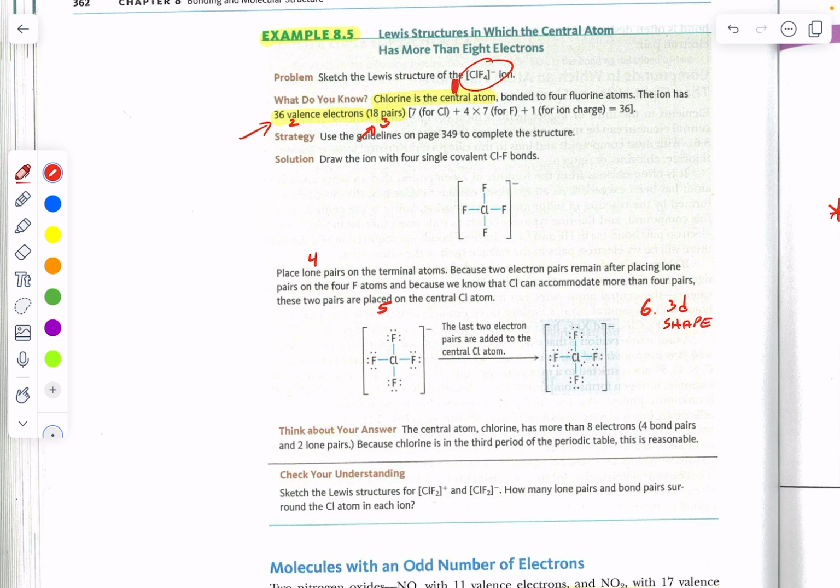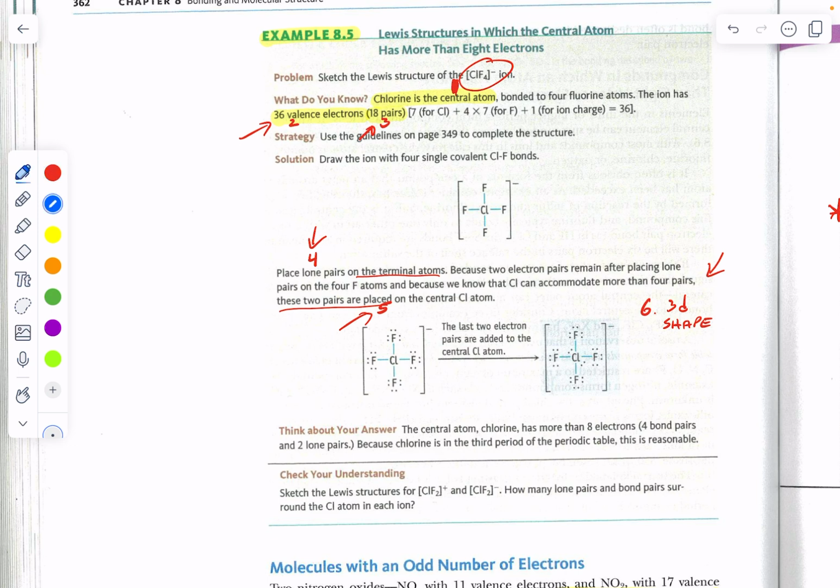So in this case, that's rule number 3. Then number 4, we place our lone pairs around the terminal atoms. And then number 5, we make sure that we place the lone pairs on the terminal atoms before we put our lone pairs around the central atom. And then finally, we adjust our structure so that it makes the most sense possible for three-dimensional shape. That is the set of rules that we're going to follow.